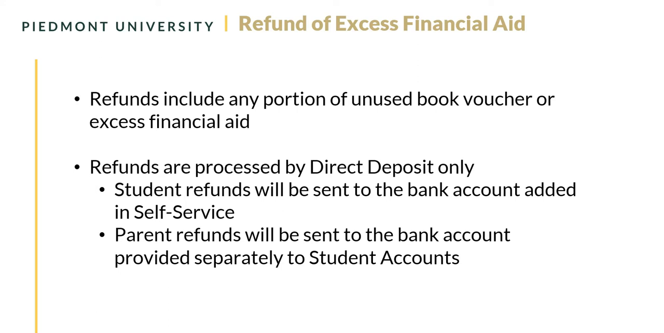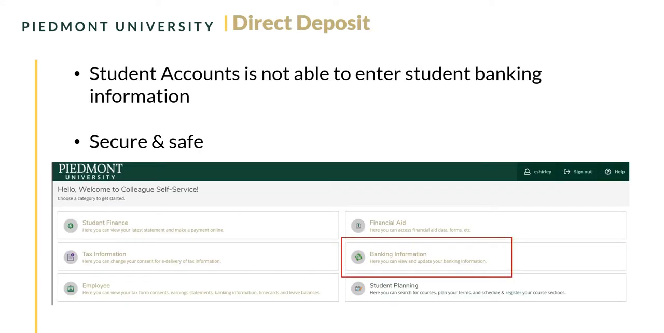Remaining credit balances are refunded to students or parents if there is an applicable parent loan. We issue refunds by direct deposit, so be sure to enter the bank routing and account number for your checking or savings account in self-service. This is done under the Banking Information tab. If you have a parent loan, information will be sent to your parent separately to collect their banking information.